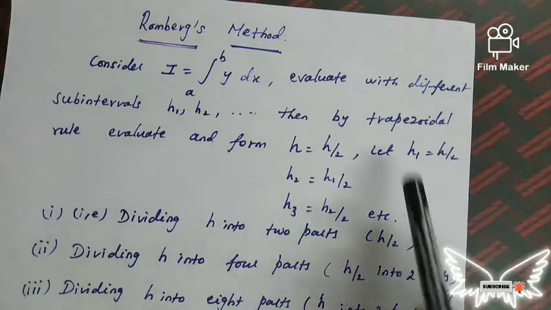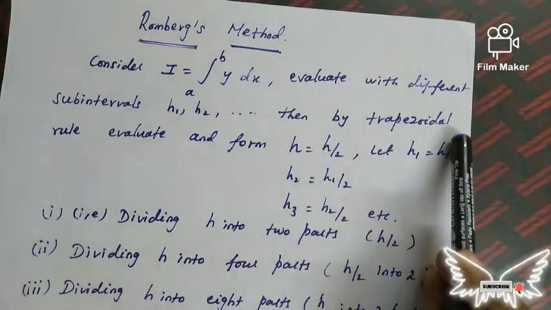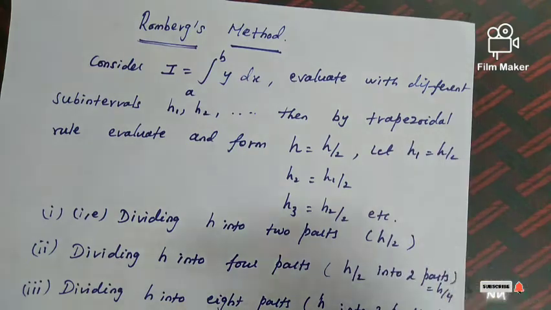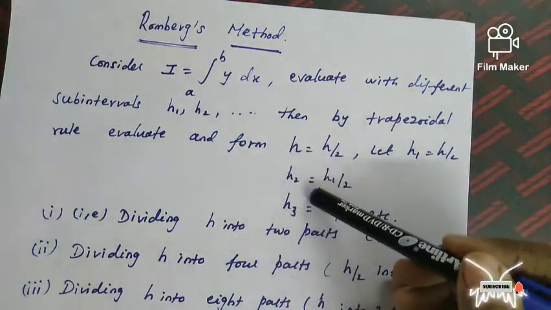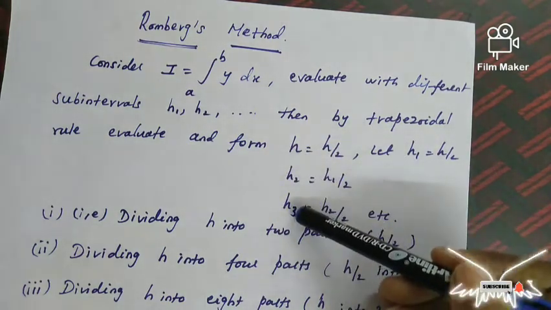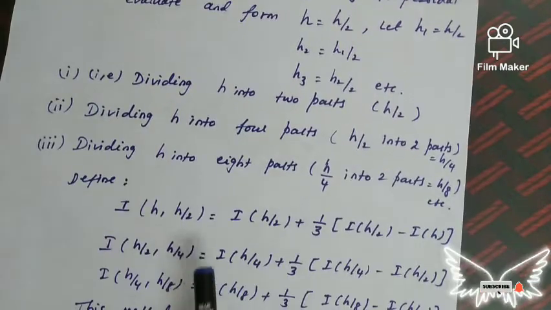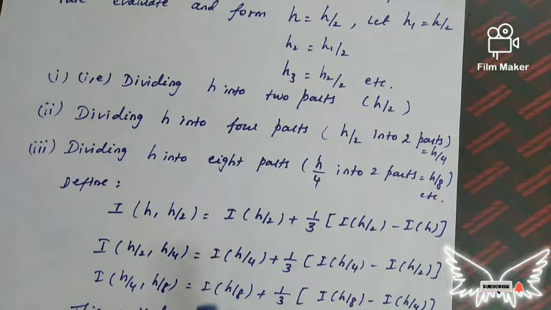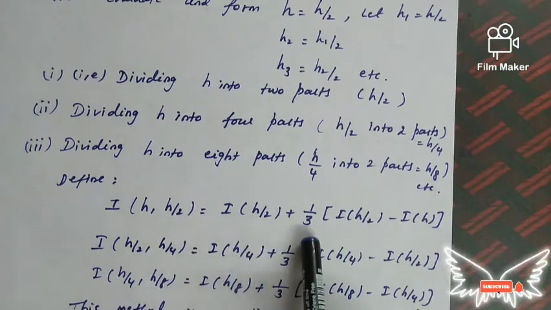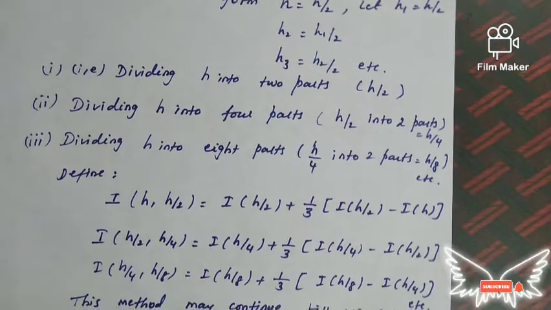So using the previous results, that is trapezoidal rule, Simpson's 1/3 rule, we have to find out the previous values, that is h by 2, h by 3 and so on. After that only we apply Romberg's iteration method. We can stop the iteration when two successive values are equal. So this method is called Romberg's method.